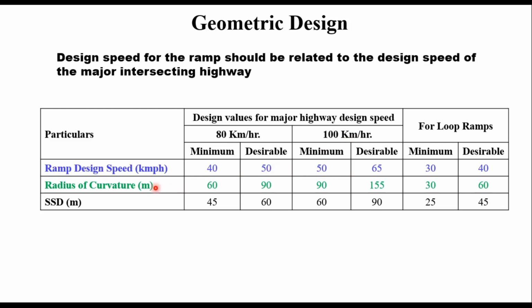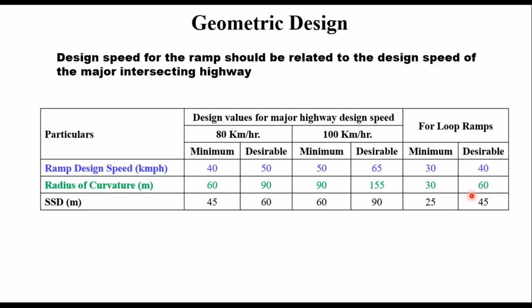Now, the horizontal curvature of a ramp should preferably be a circular curve with transitions on each end. If that is not possible, then a two centered compound curve may also be provided. The minimum radius of the ramp as suggested by IRC 92 is given in this table for different design values of major highways. And similarly, the radius of curvature for a loop is 30 to 60 meters depending upon the space available.